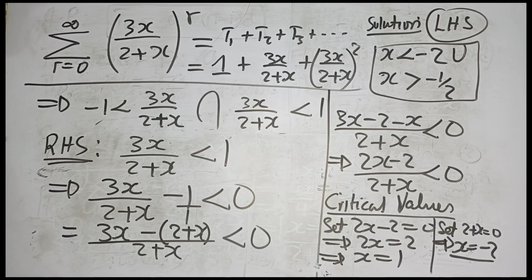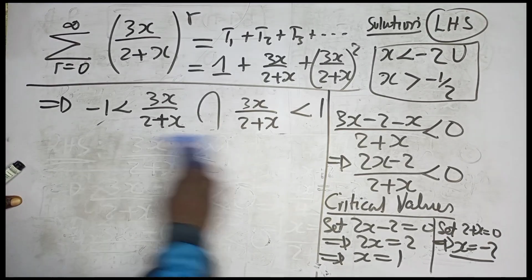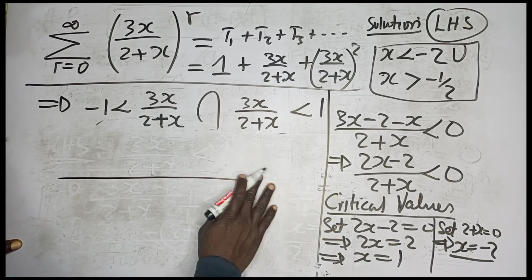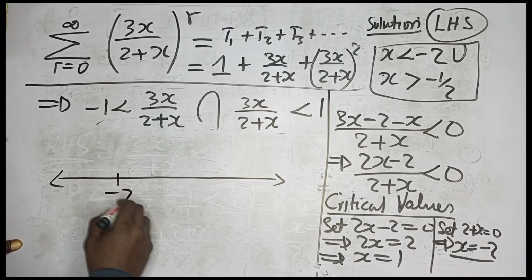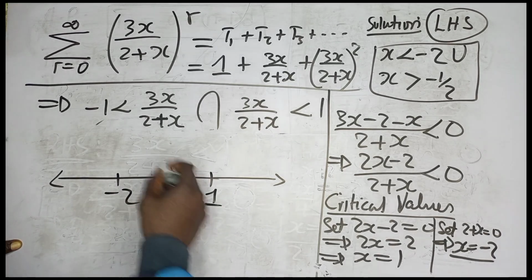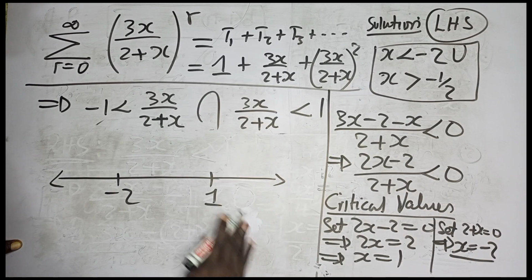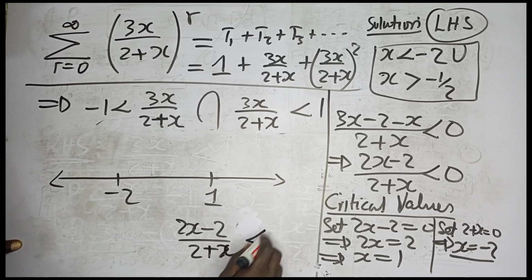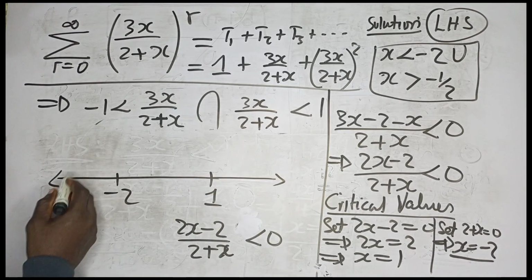Now, let us carry out our analysis on the number line. Same type of analysis that we did earlier. -2 is smaller and +1 is bigger. This is the expression we're working on: 2x minus 2 all over 2 plus x less than 0. So we'll be taking values in each of these zones and we test, and we are interested only in the sign.